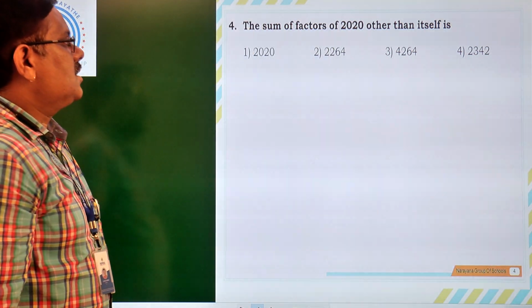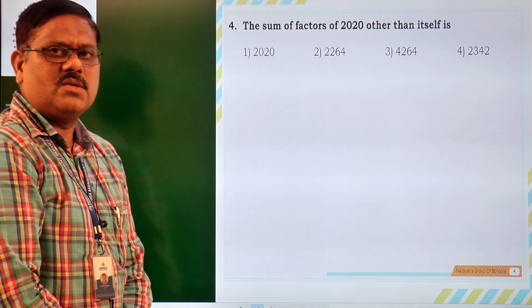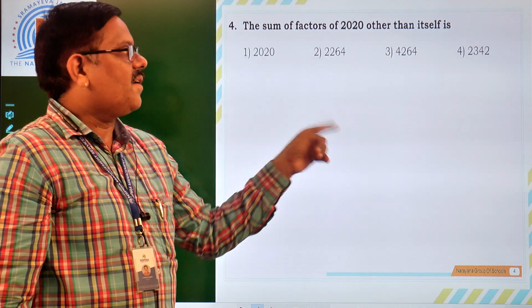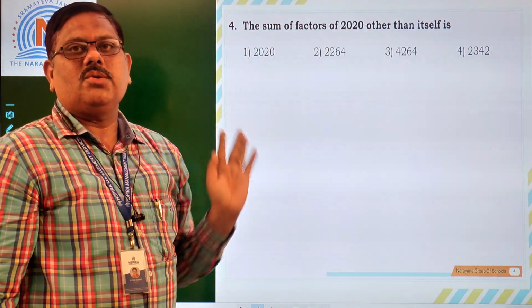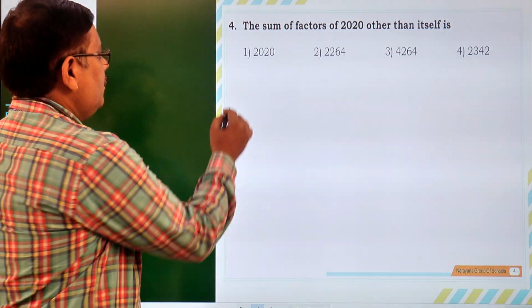The sum of factors of 2020 other than itself. Other than itself means what to do? First, as usual, you find out the sum of the factors. From that, remove 2020, I mean to say subtract 2020. Then we get the required answer. Okay, now let us start.